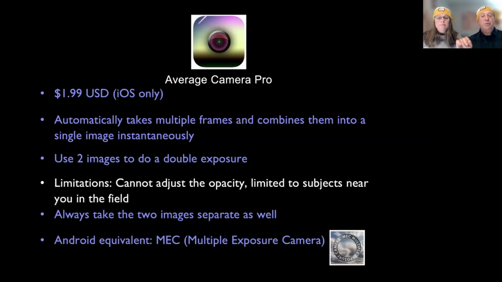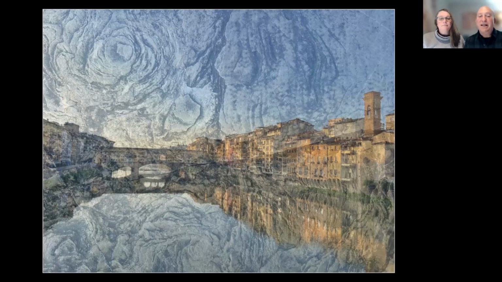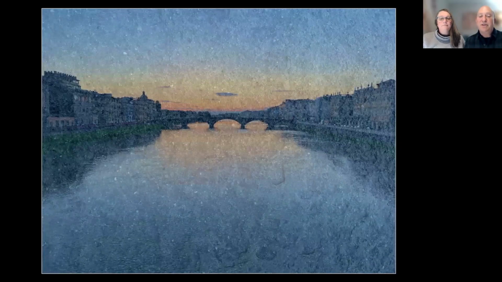And you would look for two objects or whatever it is, two aspects of a scene, and photograph one, and then walk over to the other and photograph the other. And then the camera would automatically combine the two, but you wouldn't be able to adjust the opacity of each of those images. That is what you get out of the camera when you're using the Average Cam Pro.